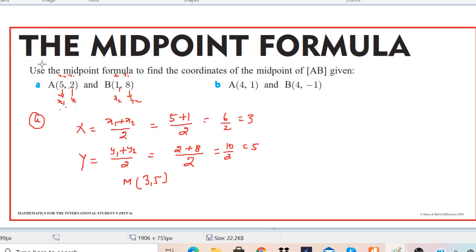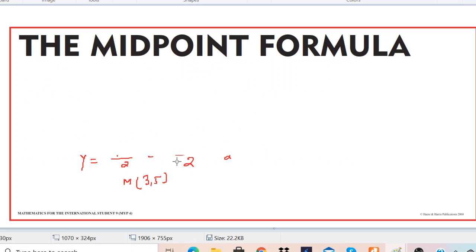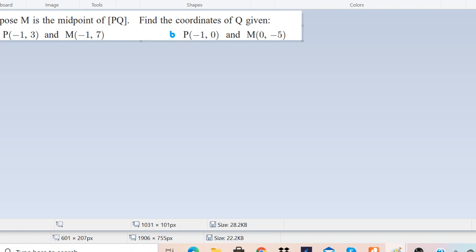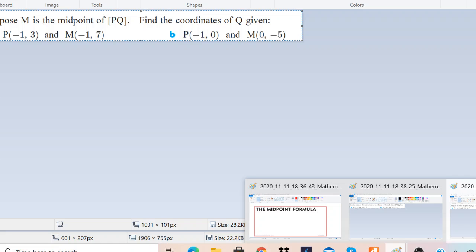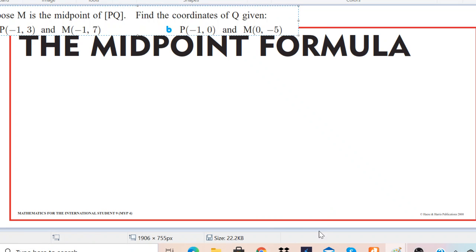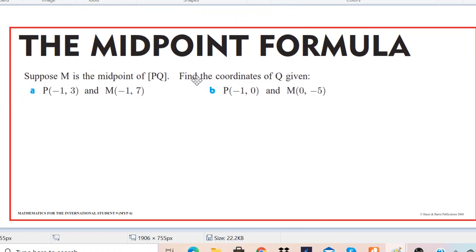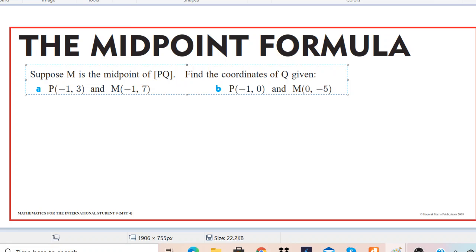I'll give you one more example which will be really helpful to understand this topic, so that it will be more clear for the practice. This question says, suppose M is the midpoint of PQ, find the coordinates of Q. We are given the midpoint. Now we have to find the missing coordinate of the endpoint.